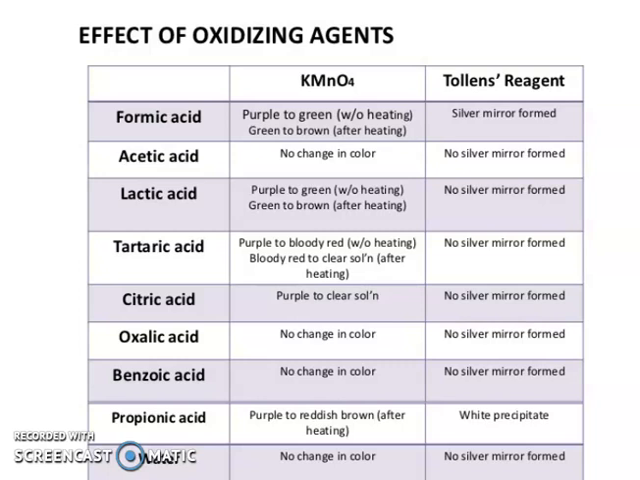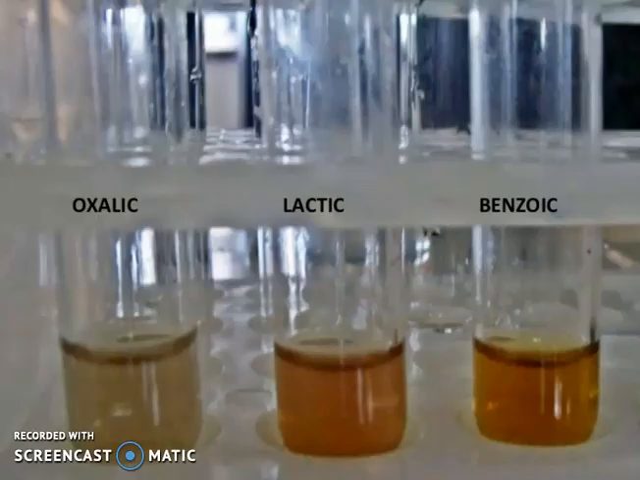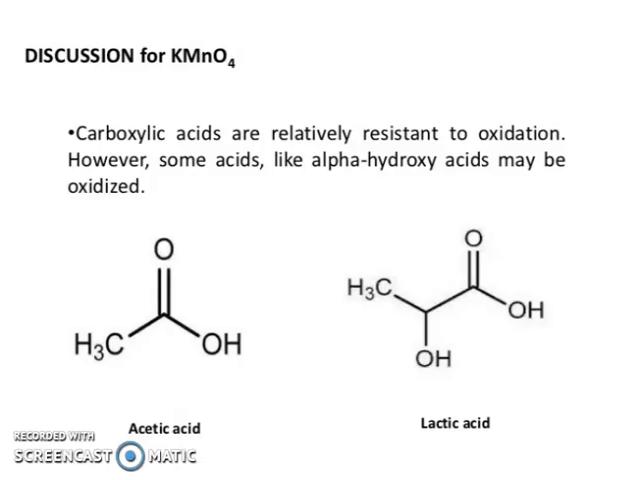Propionic acid purple to reddish brown after heating, and water no change in color, no silver mirror formed. So this is the effect of oxidizing agent, the oxidizer and Tollen reagent on formic acid, acetic acid, lactic acid, tartaric acid, citric acid, oxalic acid, benzoic acid, propionic acid, and water. Now you can see the formic acid, propionic acid, tartaric acid, citric acid, and acetic. So oxalic acid, lactic acid, benzoic acid.